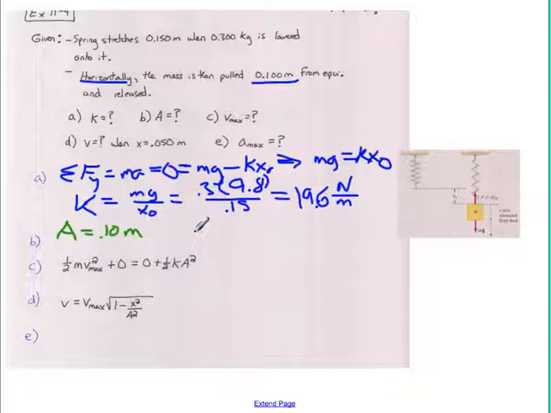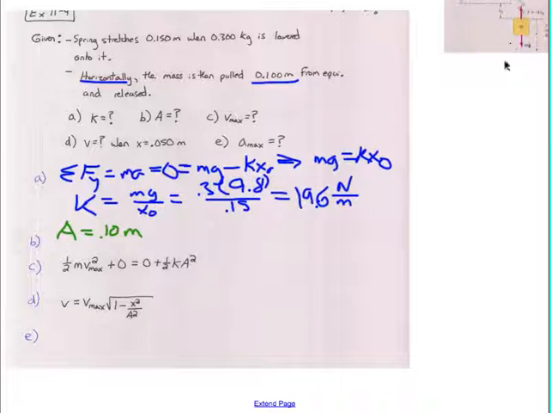So that's done. Part C says, what is the maximum velocity? Well, remember that comes from thinking about energy being conserved at different positions. So the maximum velocity is, if we think about this as equilibrium and this as how far we've pulled the spring. Let me get rid of this now.